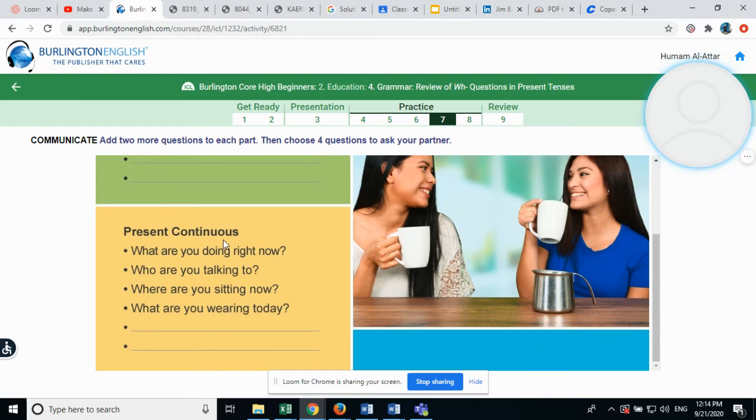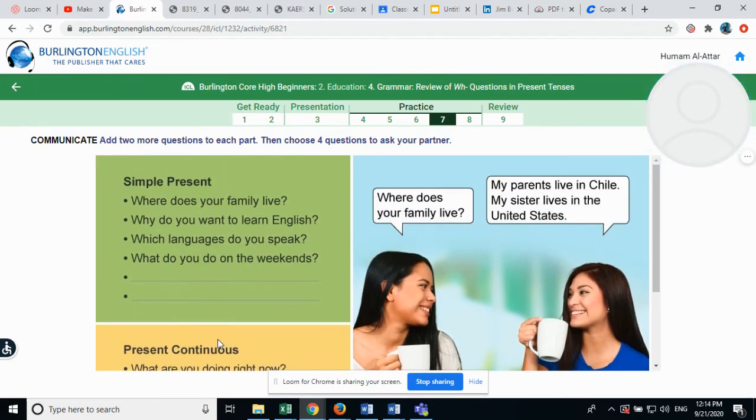Present continuous. What are you doing right now? Who are you talking to? Where are you sitting now? What are you wearing today? And then your turn to add two more questions.